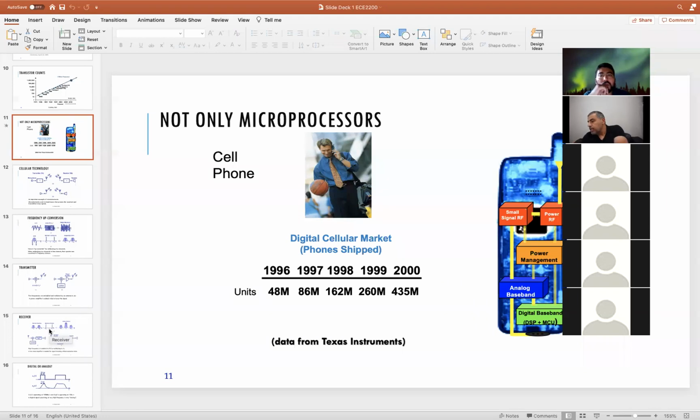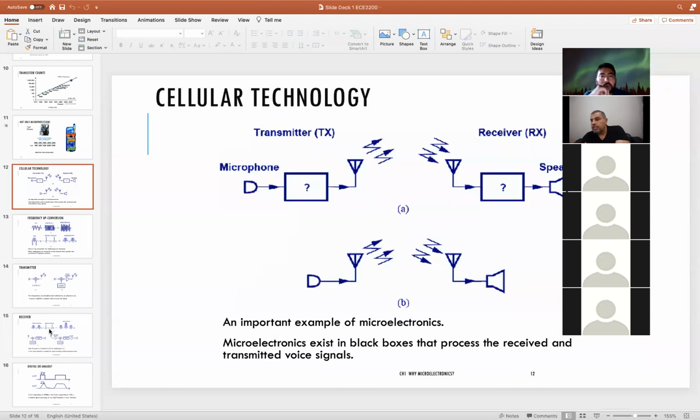Anyway, it's just something that's going to be everywhere. Okay, so let's dig in a little bit into some of the stuff in the cell phone. We talked about the transmitter and receiver of a cell phone, which is an important part and something easy to describe as an example for the microelectronics.